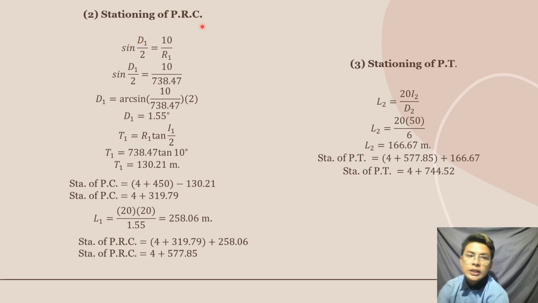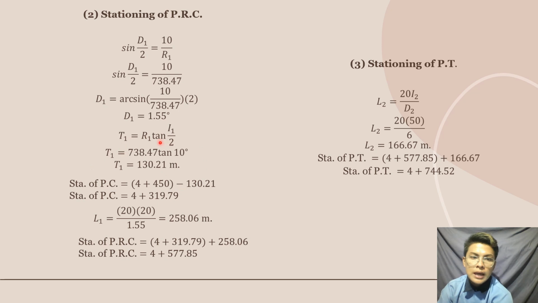Stationing of PRC. Before we get our stationing of PRC, we must get first our degree of the curve, tangent, station of the point of curvature, L1, and lastly the PRC. So we must get first our degree of the curve by using the formula sine D1 over 2 is equal to 10 divided by R1. Earlier, we have the value of R1 is 738.47. Substituting the value and using the cross method, we will get our first degree of the curve is 1.55 degrees.